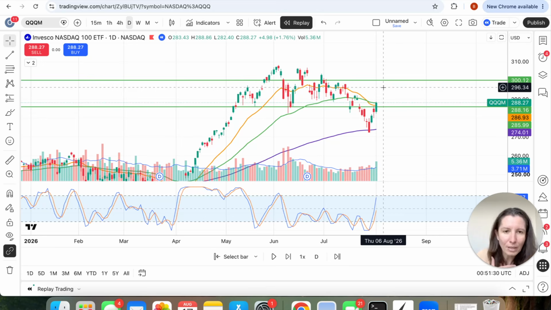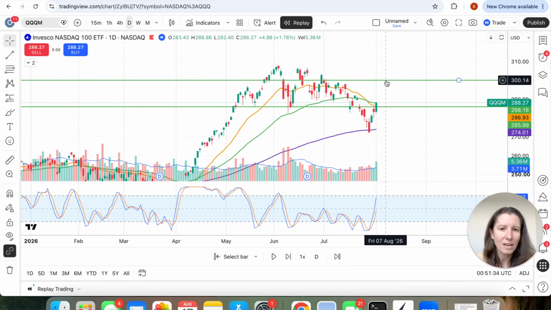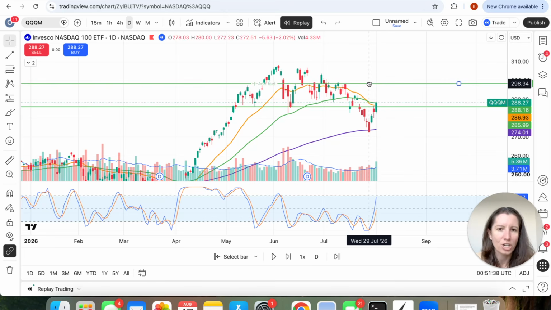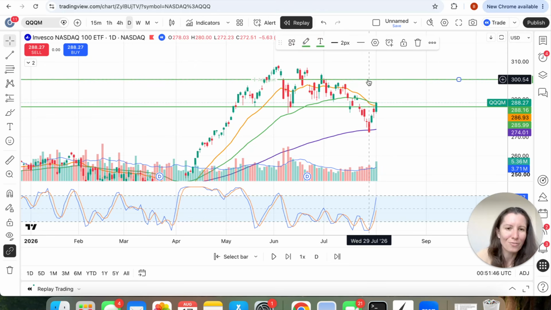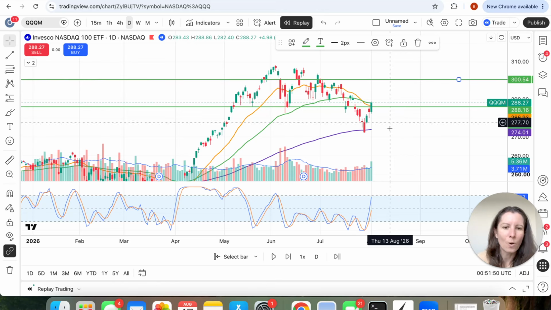So my plan was, when we get close to this $300 mark, if we don't quite make it, if we actually start to see some rejection a little lower at around the 297, 298 mark, we don't quite get to 300, then I'm going to take my profit and say thank you very much. Let's play it out. What happened?